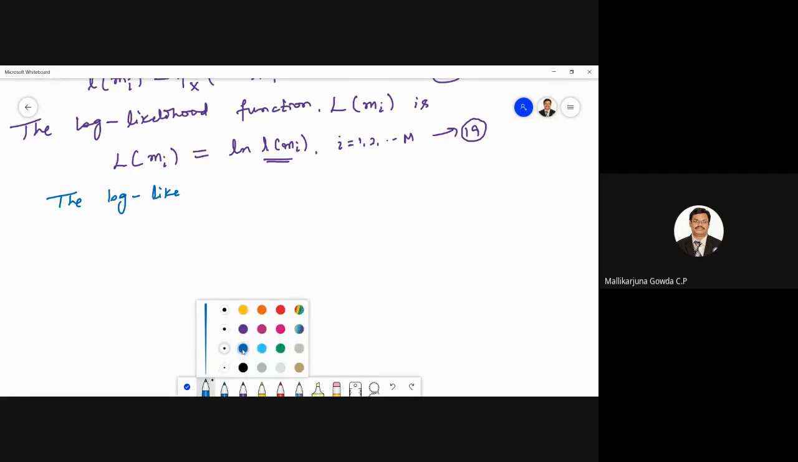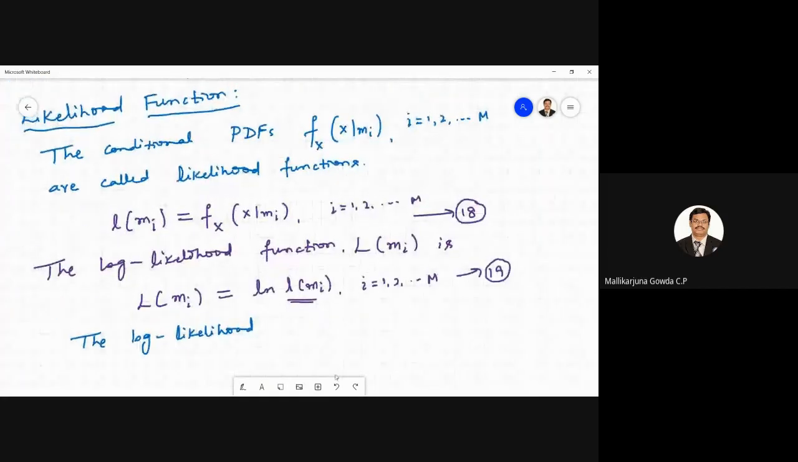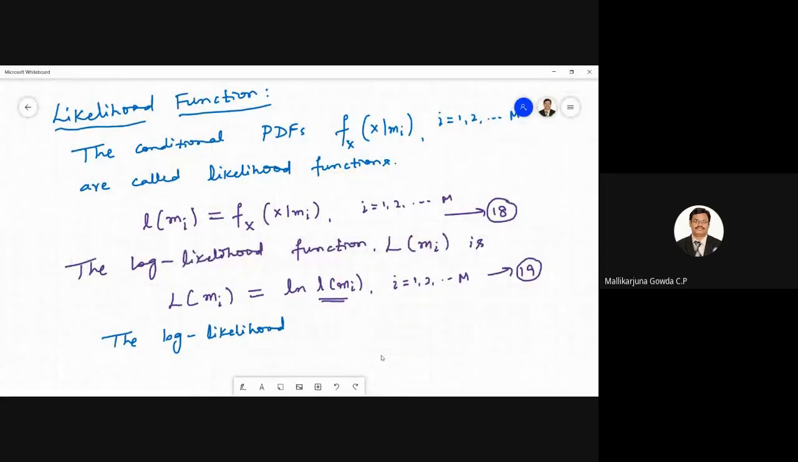So what I was telling is the log likelihood. Can you scroll on top, sir? We haven't copied that. What I said is, what is the likelihood function? I defined it, right? The conditional probability density functions are known as the likelihood functions. I denote it mathematically as L of mi is equal to fx of x slash mi.